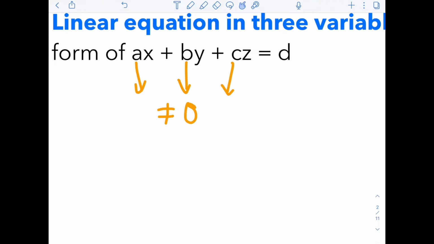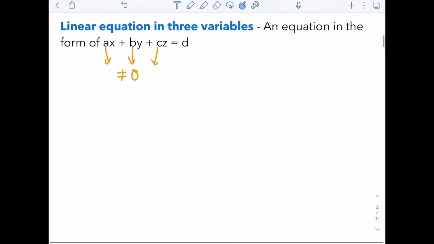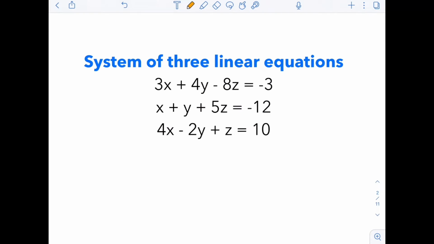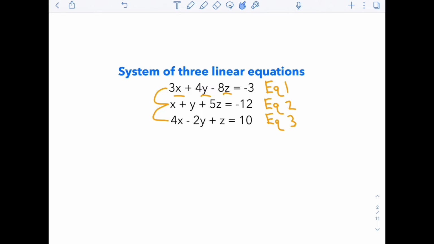So this ax plus by plus cz equals d, that's an example of a single linear equation in three variables. But once you have multiple linear equations in three variables, that is called a system of three linear equations. So this is equation 1, this is equation 2, and this is equation 3. The solution to a system like this would be an x, y, and z value that satisfy all three of these equations. So that solution is called an ordered triple.